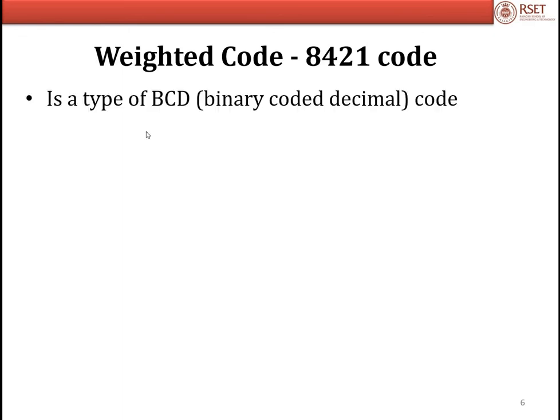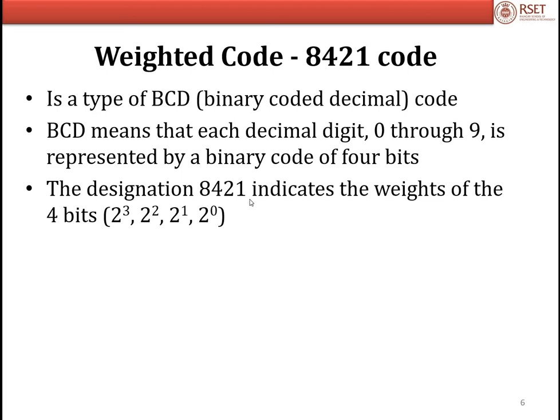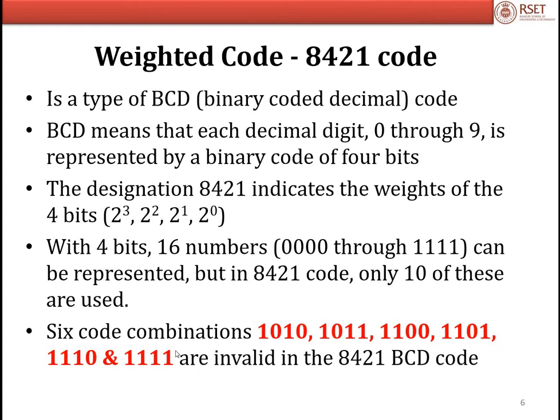One of the most commonly used weighted codes is the 8421 code. It is also known as BCD code. BCD means that each decimal digit 0 through 9 is represented by a binary code of 4 bits. The designation 8421 indicates the weights of the 4 bits. They are represented as powers of 2, which I have mentioned earlier. Usually with 4 bits 16 numbers can be represented, but in 8421 code only 10 of these are used. The remaining 6 code combinations 1010, 1011, 1100, 1101, 1110 and 1111 are invalid here.